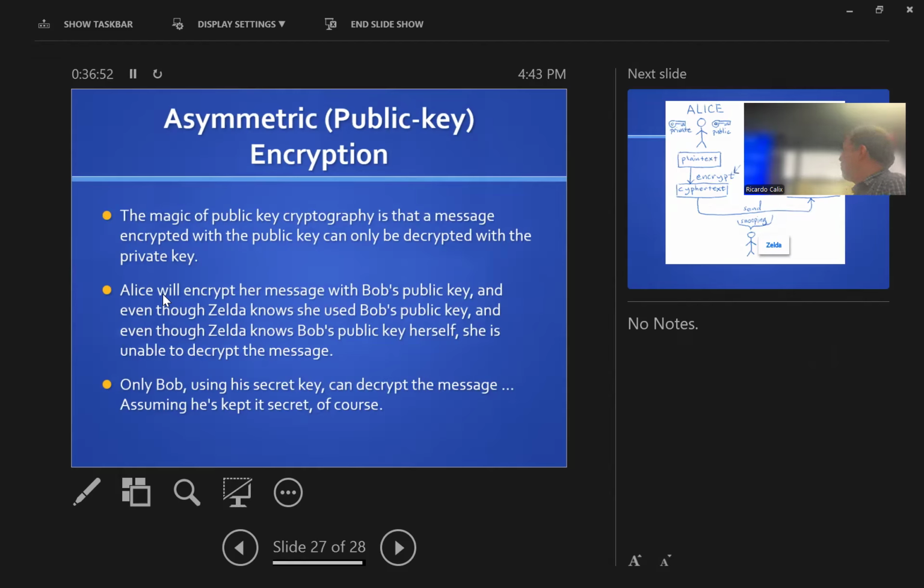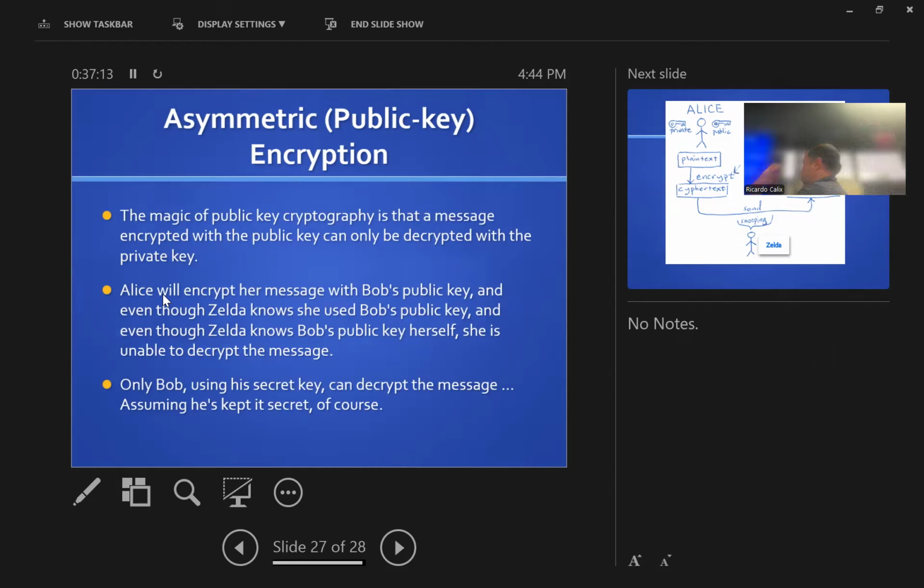So asymmetric public key encryption, the magic, which is, I should say, math. The magic of public key cryptography is that a message encrypted with the public key can only be decrypted with the private key. Okay, so that's really important.